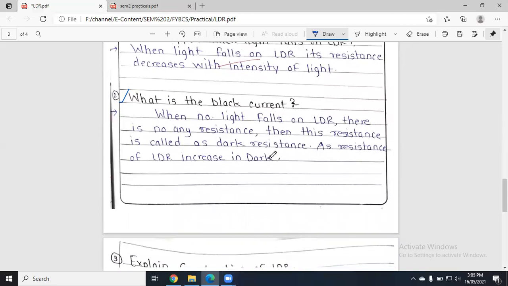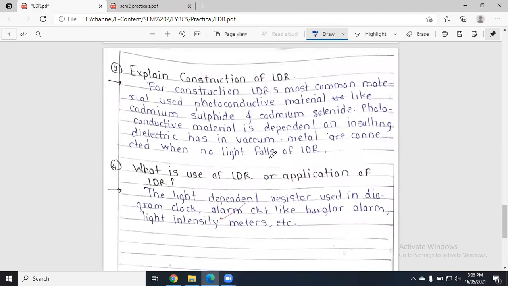Okay, after that, the next one is, explain the construction of LDR. Now, how is LDR constructed? For the construction of LDR, the most common materials used are photoconductive materials like cadmium sulfide and cadmium selenide. So these are the materials which are used for the construction of LDR. The photoconductive material is on an insulating dielectric base in a vacuum. Metal contacts are connected when no light falls on LDR.